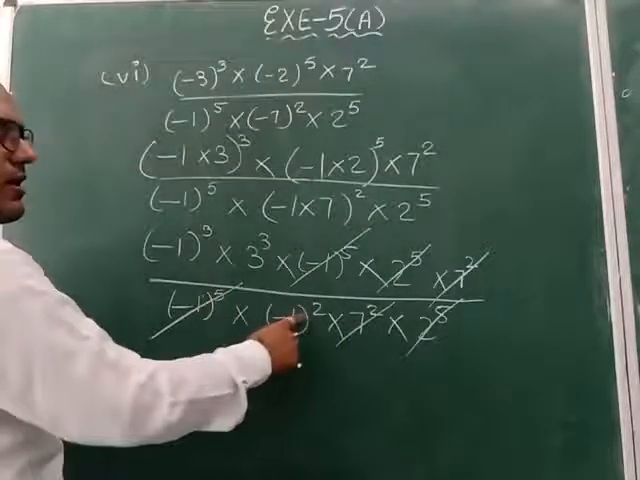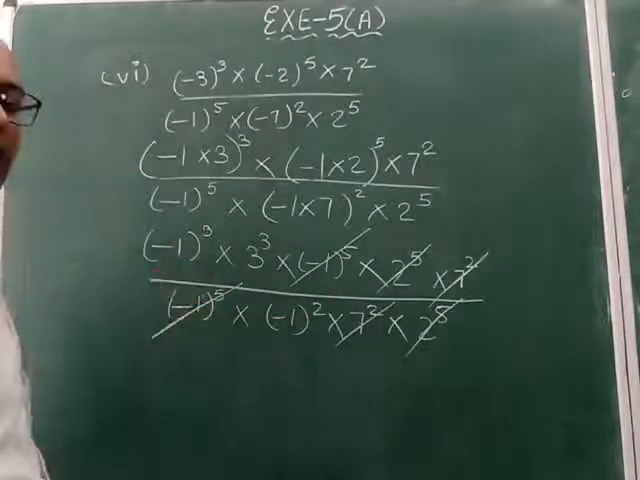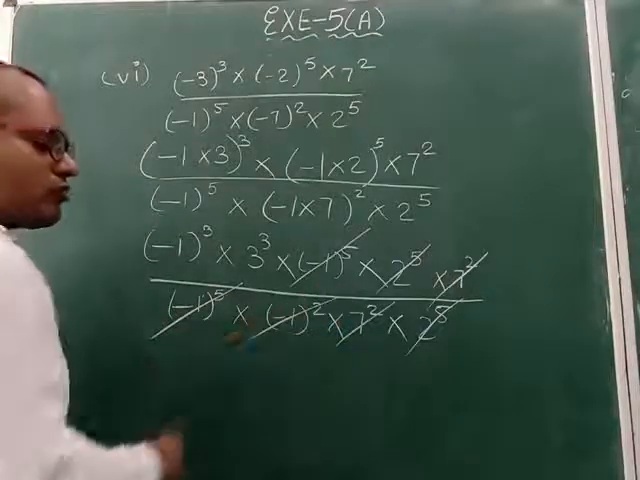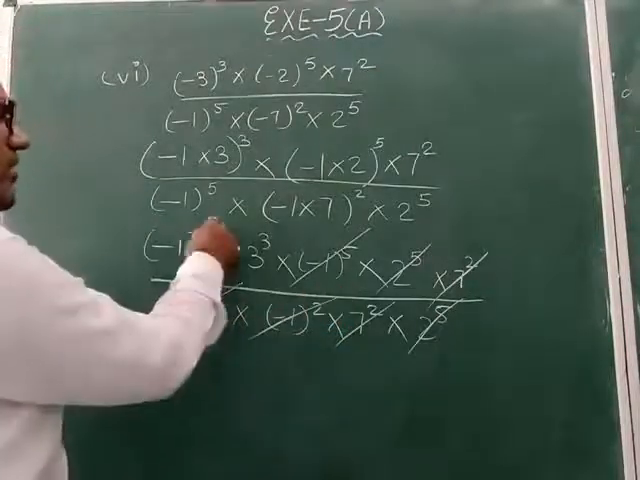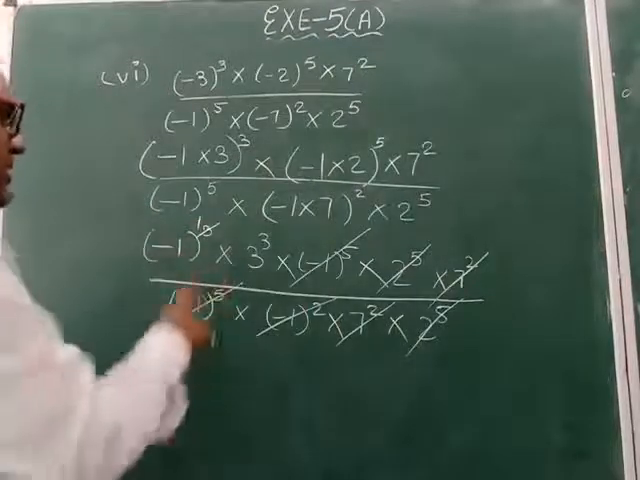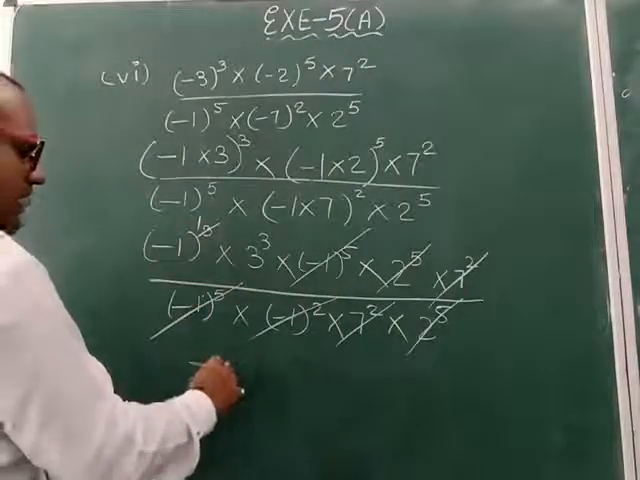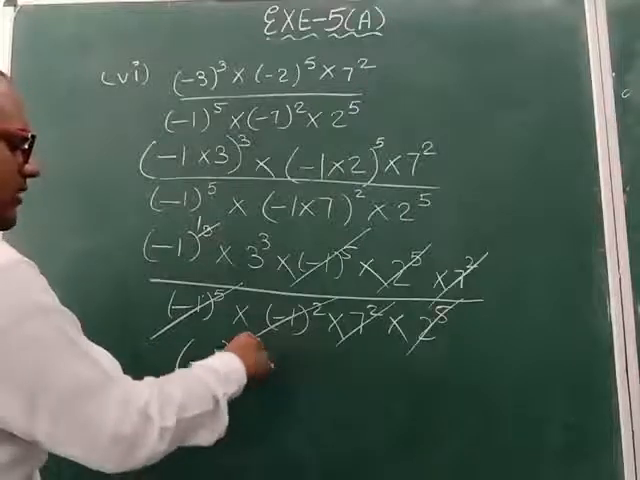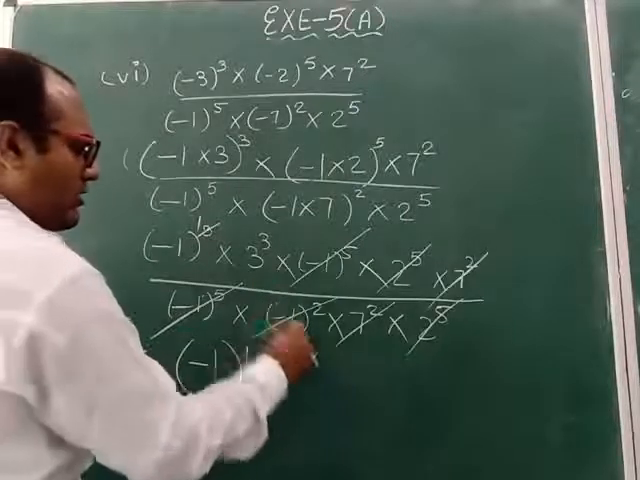Now minus 1 power 2 and here minus 1 power 3. So here all the 2 power will get cancelled. Here power 3 is there, so 2 we will cancel. Only 1 power will be remaining. So here we will write minus 1 power 1 into 3 power 3.